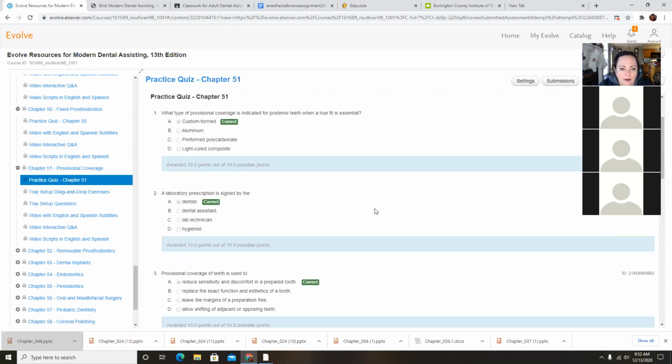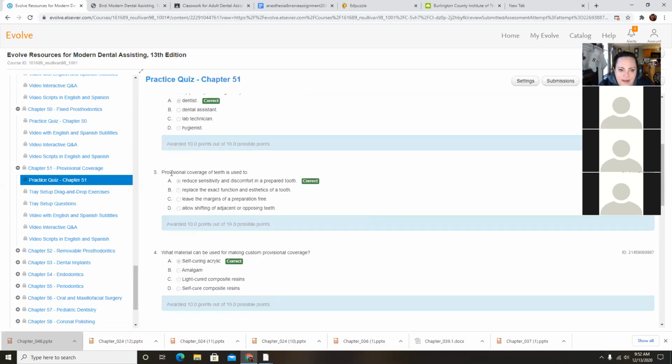Okay, so the only one we had questions about. When you have a temporary, we have to cover those abutments or they're going to be super sensitive. Because when you prep a crown, you get past the enamel into the dentin, and it can be very sensitive for the patient.